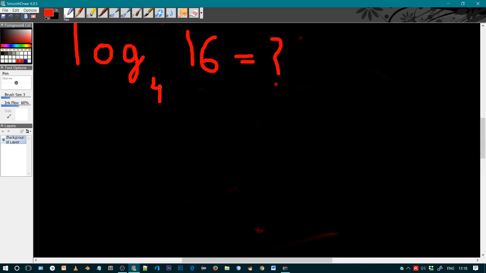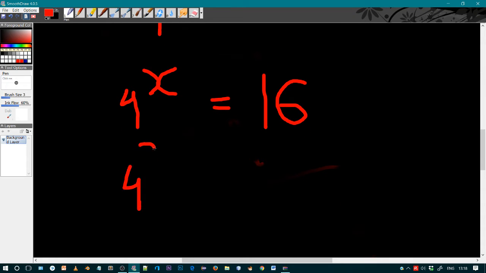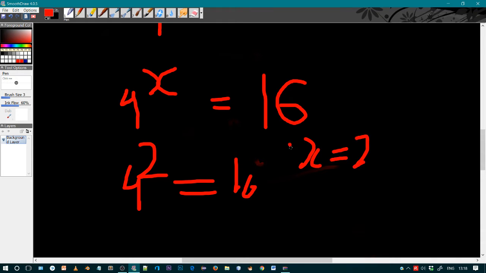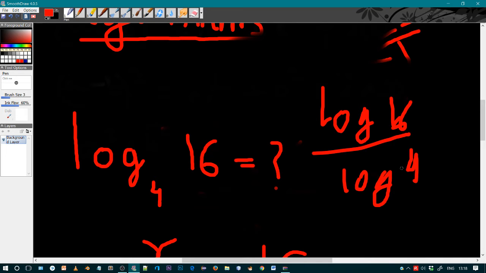So log, the base is 4. You can write the base as 4. The answer is 16, and the exponent is this value right here. 4 to the power x is equal to 16. Now we know that 4 to the power 2 is 16, so x will be equal to 2. And if you had done log 16 over log 4, you would have gotten the same answer.